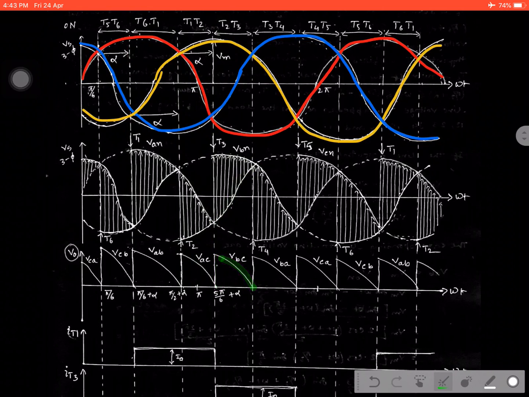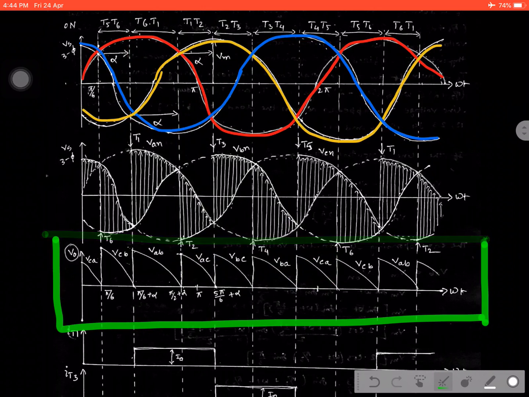Similarly, one more case. Suppose when T3, T4 start conducting, then the voltage appearing at the load is VBN and VAN. That will give you the difference of two phase voltages, that is VAB. That means, see, in all the cases it has changed its polarity, right? Similarly for the other two phases. So in this way, in all the cases we can form the output voltage, which is taken from the input voltage.